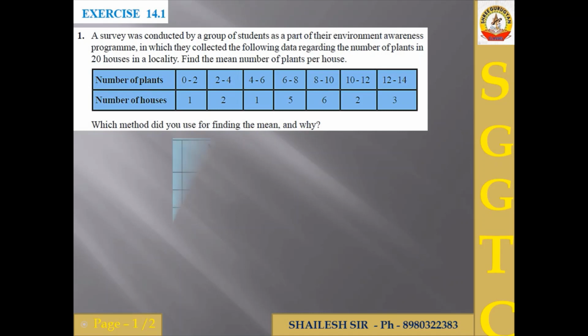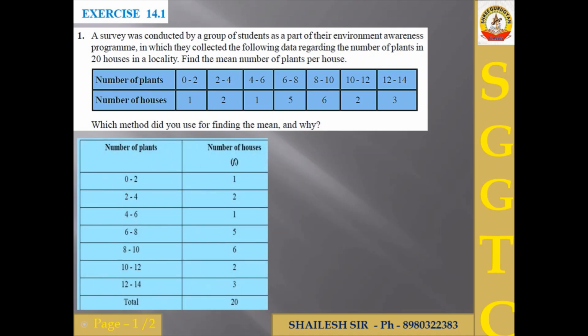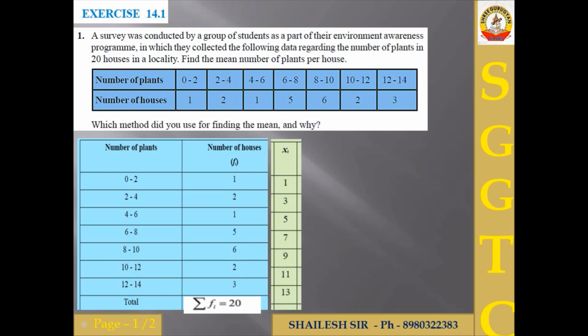So first of all, apply the given xi and fi in the table and make the total addition of fi. The total you added for fi is 20. Now I find out the mid values. Mid value is necessary, yes, students.